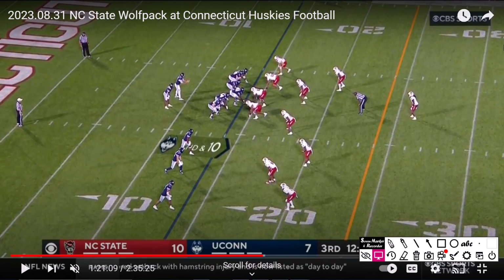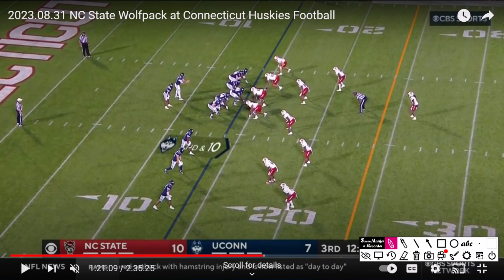State is in a true one gap run coverage here. So you're going to get a lag technique from the defensive tackle, and you're trying to get penetration from the ends and the linebackers. So in a one gap, right, every player has a single gap that they're covering. What's interesting about this play is one thing State would do a decent amount is they would stunt.